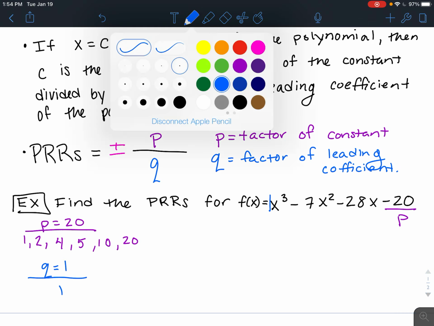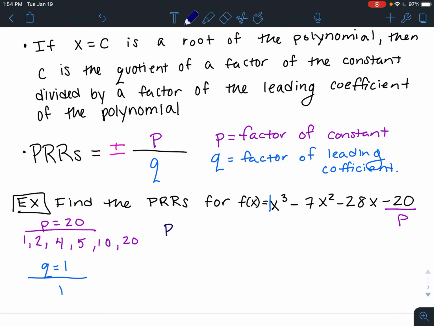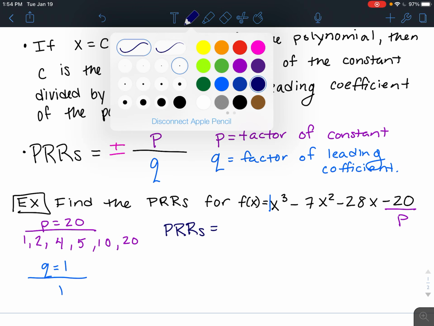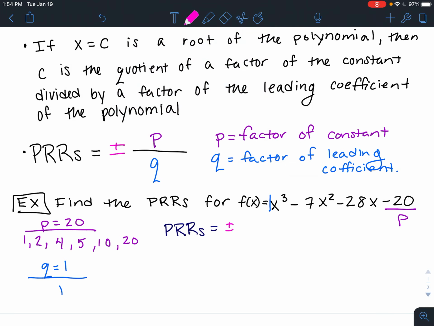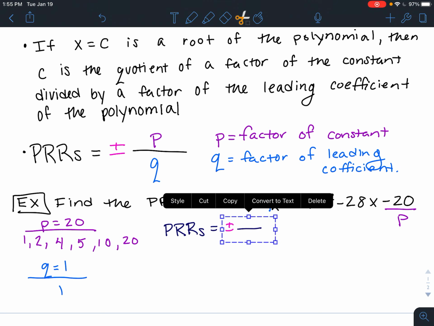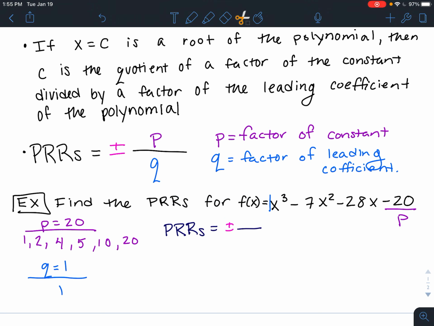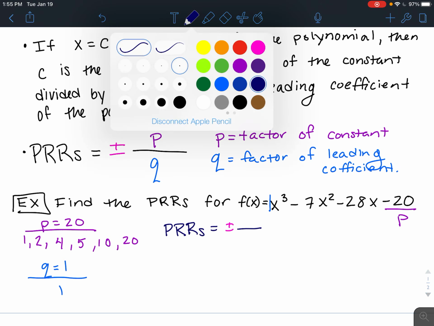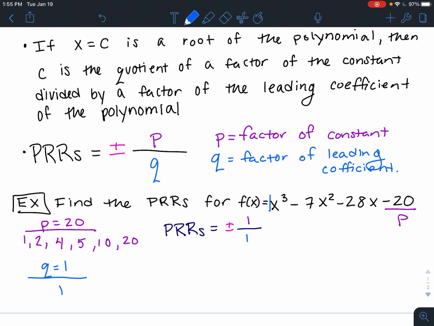So all we're going to do to find our possible rational roots, our PRRs, is equal to plus and minus. I'm just going to set this up so I can easily do it. I'm going to take every P number and put it over every Q number. So the first P number I have is a 1, so I'm going to put 1 over my only Q number, which is 1.